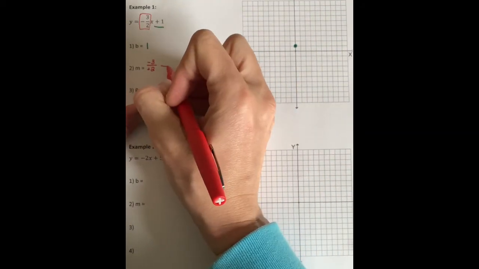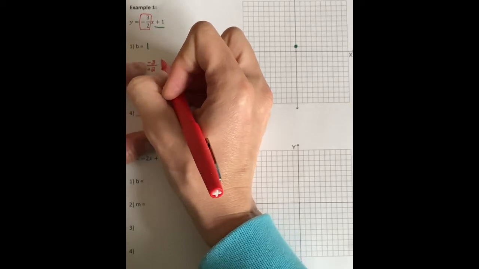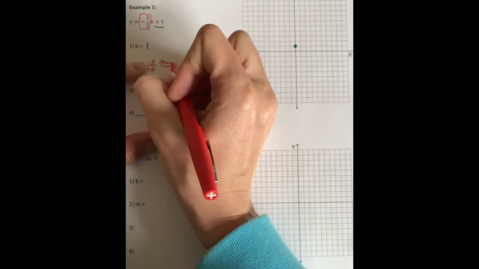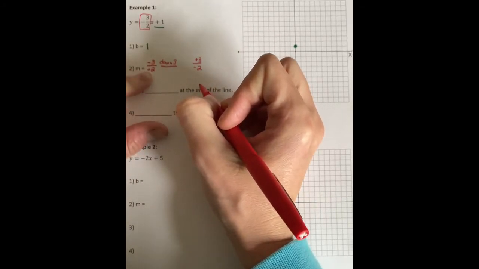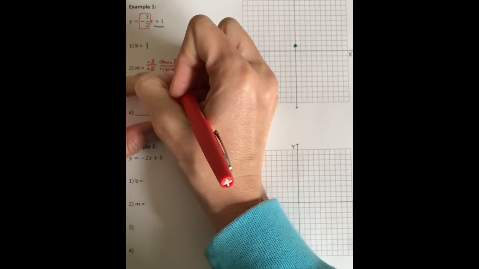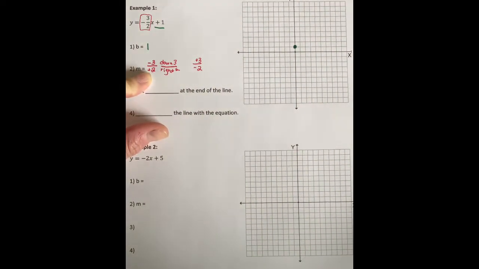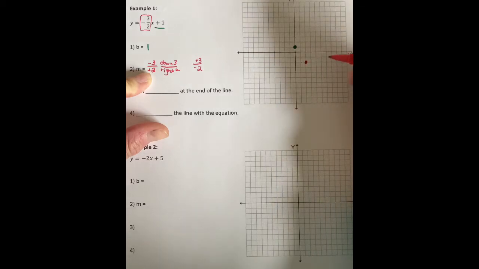So if we're rising -3, that really tells me we're not going up 3, but we're going down 3. And then if we have a +2, it tells me we're going to the right 2. So what we're going to do is from that y-intercept, I'm going to go down 1, 2, 3, and to the right 2 and plot that point. And we're going to continue that pattern. We're going to go down 1, 2, 3, and right 1, 2.